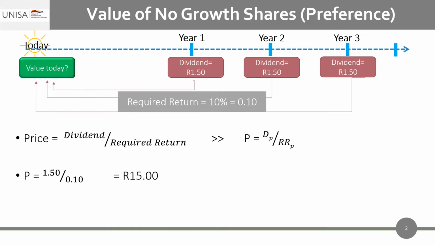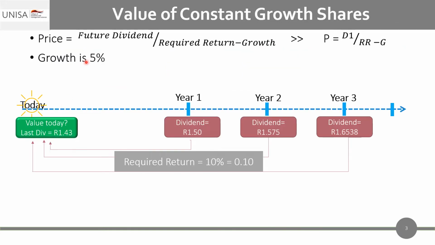Okay. So then we talk about the valuation of a constantly growing share. So remember, we said what is constantly growing is the dividend. So if we are valuing a constant growth share, we say next dividend divided by required return minus G. In short, you can say P is equal to D1 divided by RR minus G.